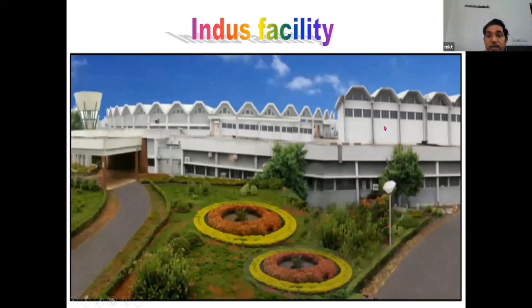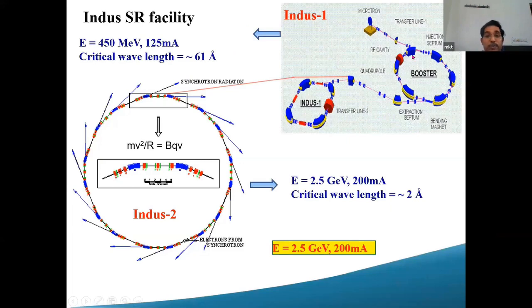So you see, there are two buildings. This is Indus 1, and because this is a small machine, we have a slightly smaller building. And then this is Indus 2, which is the bigger machine. This is a 2.5 GeV electron storage ring, and it provides energy mostly in the hard X-ray and soft X-ray range, both. It consists of bending magnets as well as undulators. So this is the scheme of the Indus SR facility.